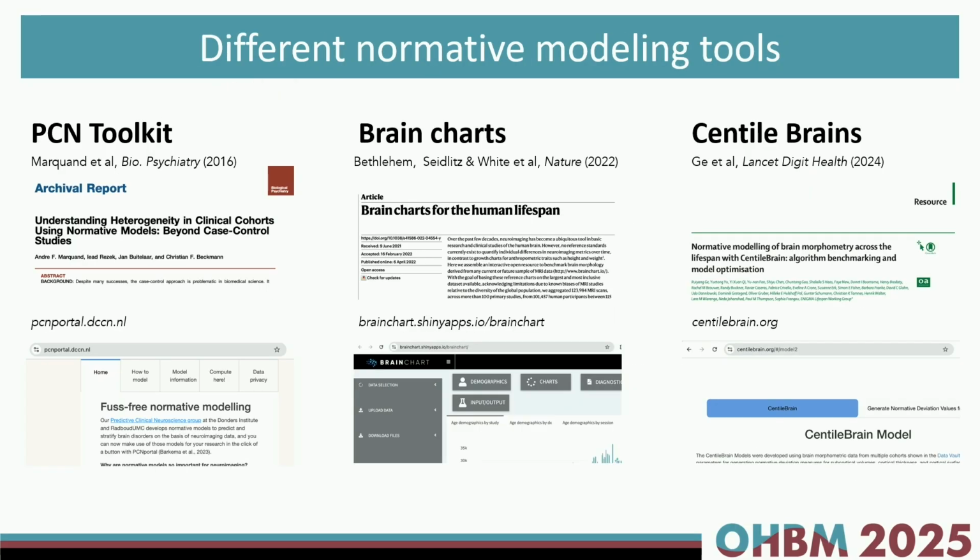In fact, we've seen 3 huge tools developed that mean you don't really need a large sample to look at normative models. You can apply these existing normative models to your own cohort. In particular, there's the PCN toolkit by Andre Marquand and those at the Donders Institute. There's also the brain charts and the centile brains. The centile brains, I think, was referenced also in Paul Thompson's talk, based on the ENIGMA cohort.